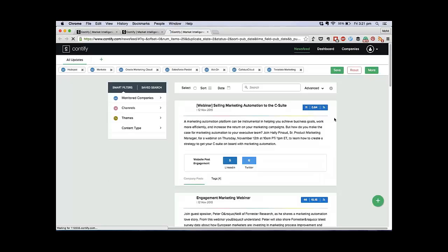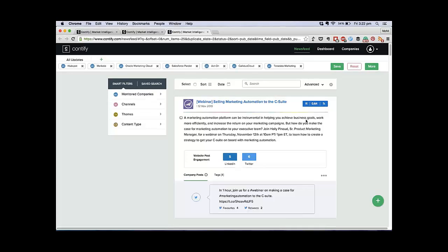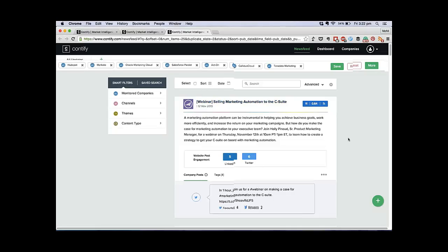So this is a blog post by Marketo. It's a webinar on selling marketing automation to the C-suite. This has received 11 engagements on Twitter and LinkedIn, as well as this engagement rate. Now, this webinar was promoted by Marketo on Twitter in the format of this tweet.